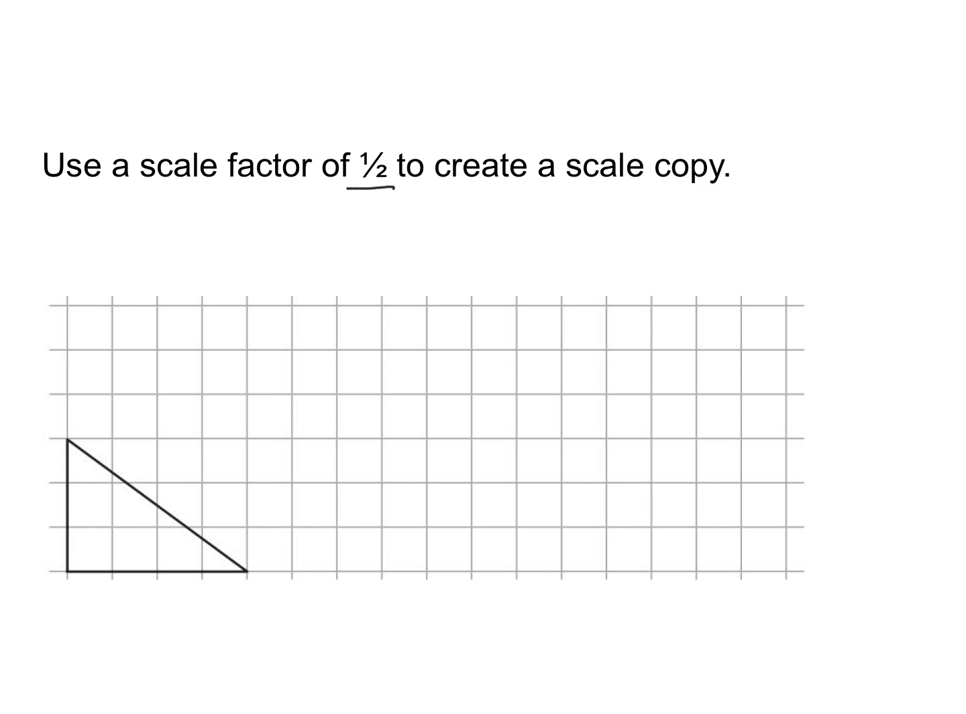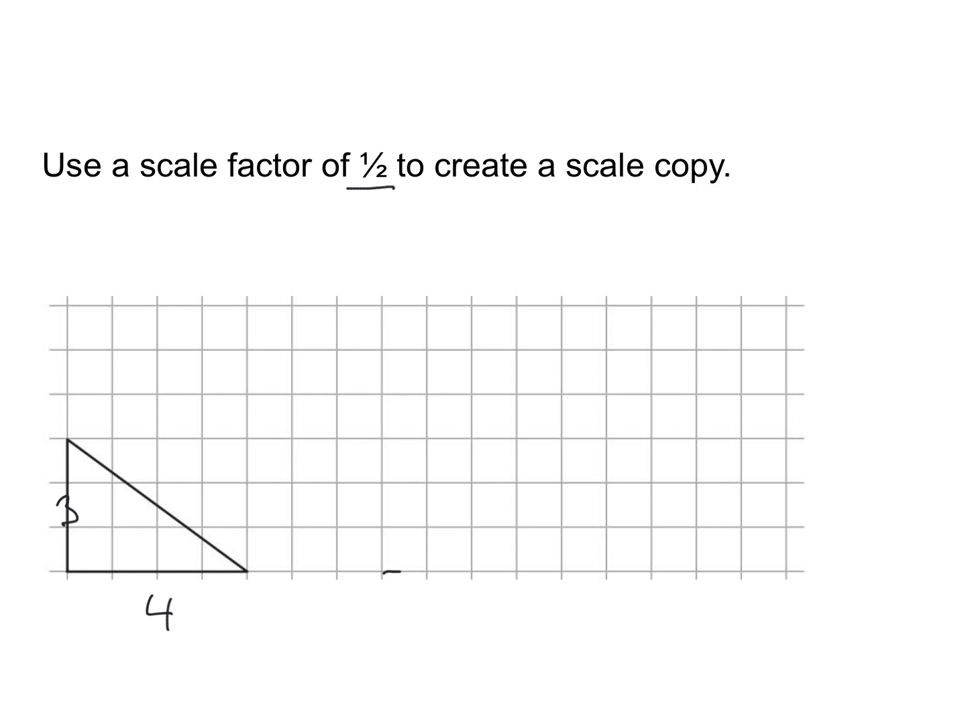This one, we have the same triangle, but it says use a scale factor of 1/2 to create a scale copy. That means that you are going to multiply every side length by 1/2. So still this is 4 and this is 3. So we have to think, 4 times 1/2 is what? Or that's the same thing as 4 divided by 2. So that's going to be 2.